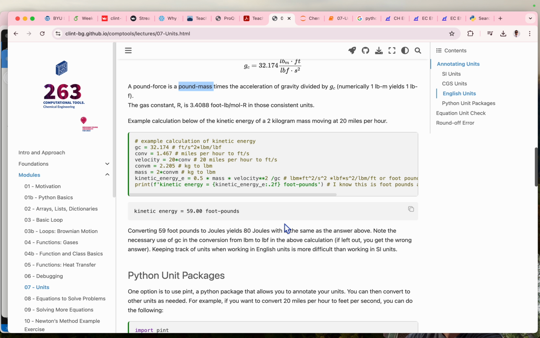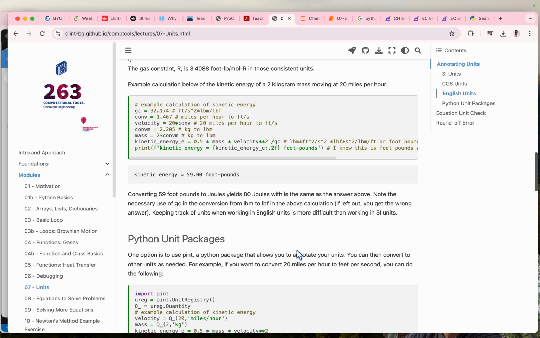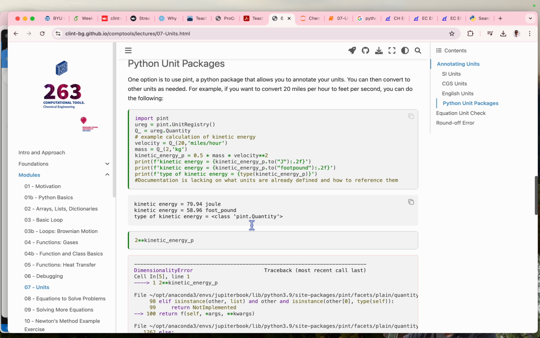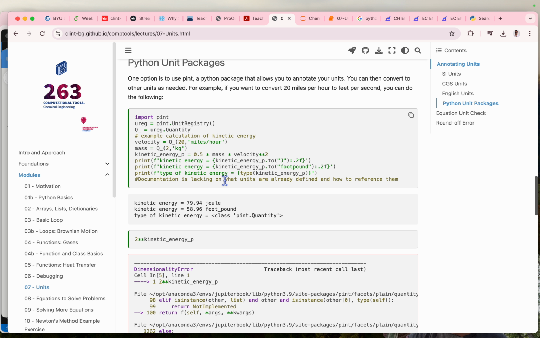And here's an example calculation of kinetic energy in foot-pounds. And here are some examples of using pint. Pint is one package. So you set it up this way.